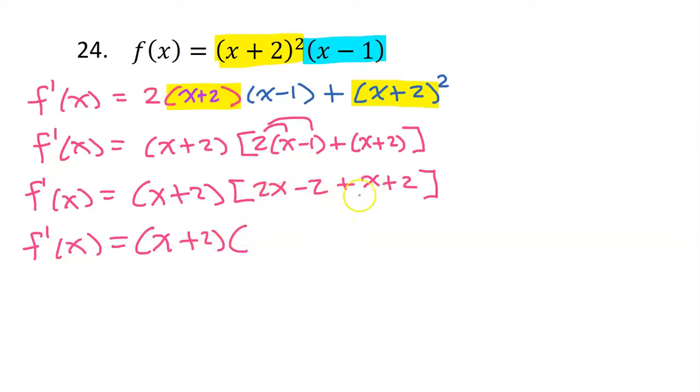So 2x plus x is 3x. And then negative 2 plus 2 is 0. So they cancel each other out. So now we have this.